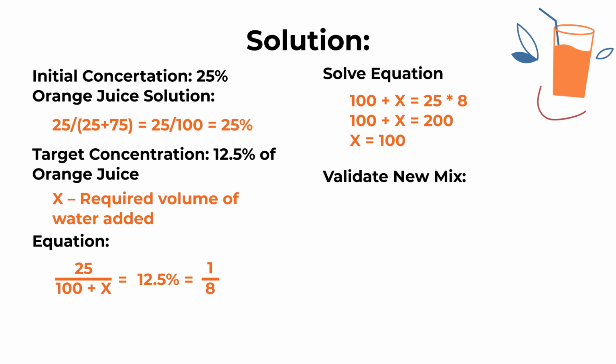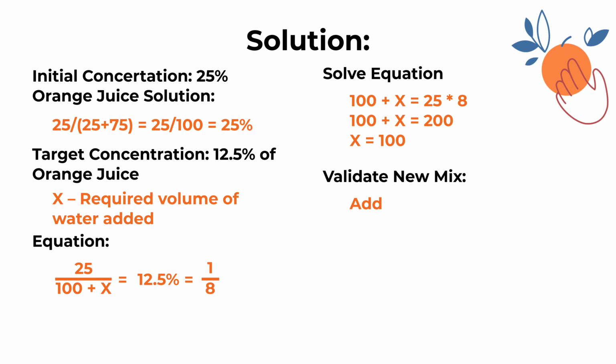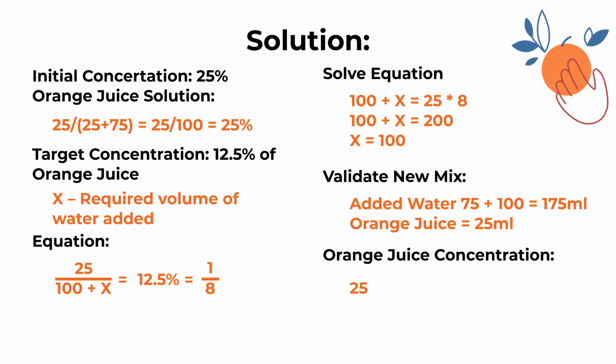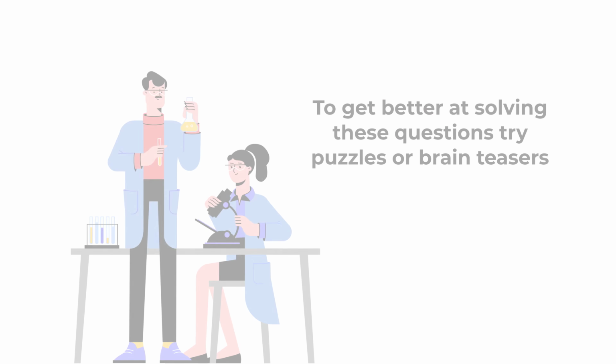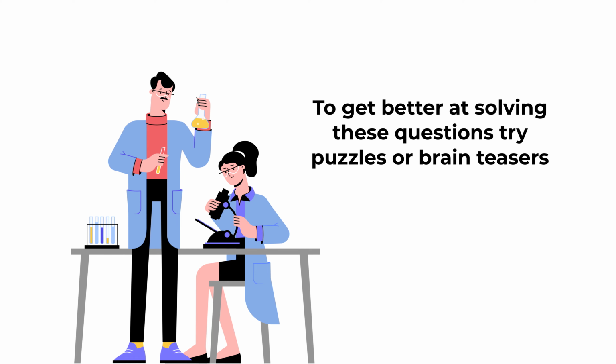Just for fun, let's go ahead and validate the new mix. We will be adding 100 milliliters of water to the existing 75 milliliters, which would make the total volume of water 175. Orange juice volume will remain the same at 25 milliliters. So the new concentration would be calculated as 25 divided by 175 plus 25 and multiplied by 100%. 25 divided by 200 multiplied by 100% equals 12.5%. So the correct choice here is choice B, 100 milliliters. Hopefully you've nailed this question and now know how to answer similar problems on the test.